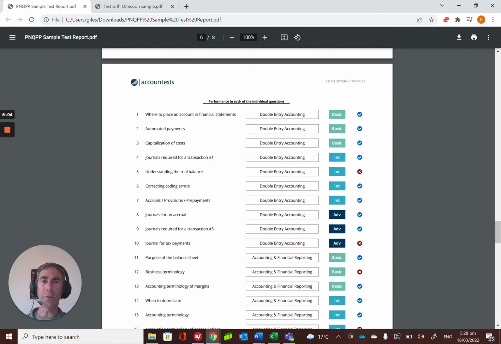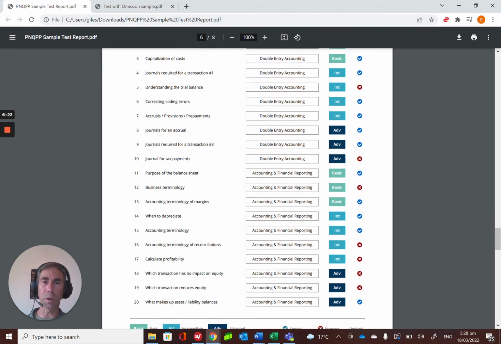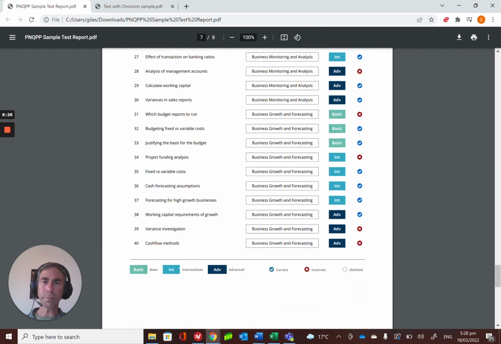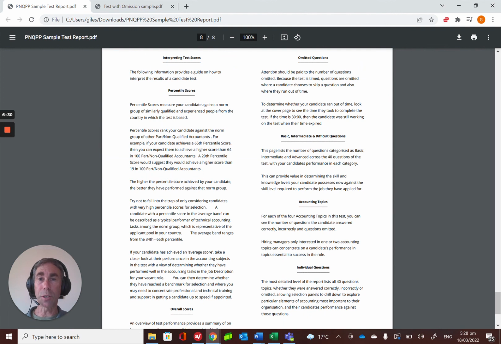The pages after that take you through each of the questions one by one. So what was the question about? Which section of the test is it in? Was it basic, intermediate, or advanced? And did they get it right or wrong? And if they omitted it, that little circle at the right-hand side will just be a white circle. And then the last page is simply around interpretation, which is what we've been talking about here.